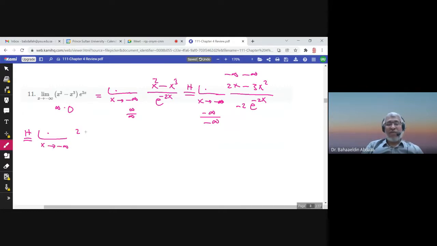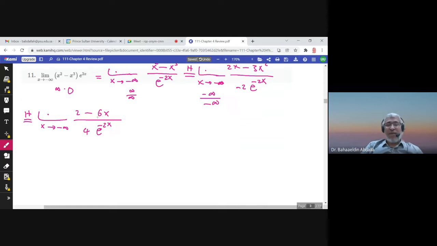Derivative of 2x is 2. Derivative of 3x squared is 6x. Here I have e to the power negative 2x times negative 2 times negative 2. This is 4. Okay, because negative 2 is just a constant. Now if I replace x by negative infinity, negative infinity would be infinity. Infinity plus 2, so I have infinity over e to the power infinity, over infinity again. So again, I use L'Hopital's rule.